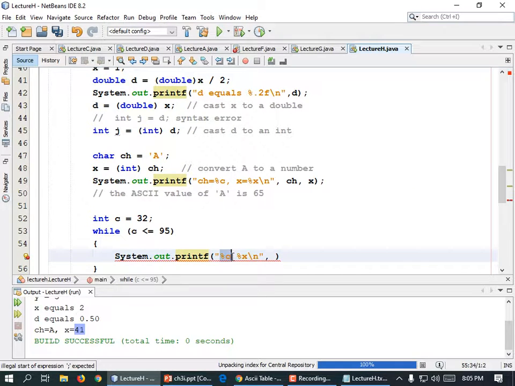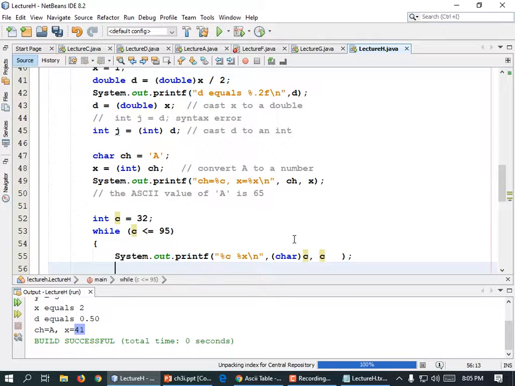this as a character, so we need to convert it to a character. So we're going to use casting: parentheses char in parentheses c. And this one is an integer. We don't need to do any conversion because c started off as an integer, so it's just fine to put c there. And then end parentheses, semicolon, and we need to add one to c, so c++.